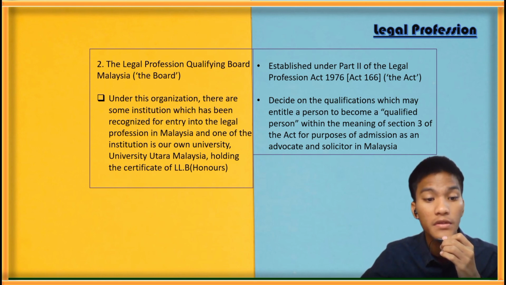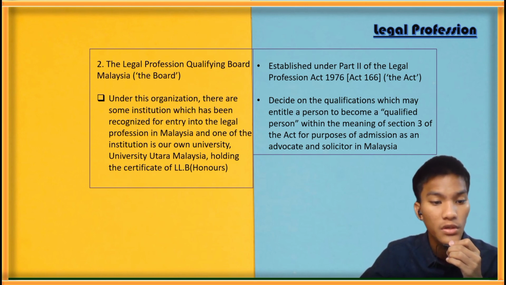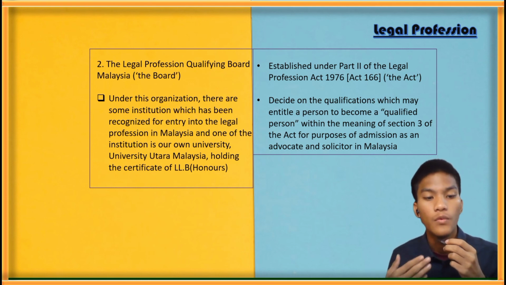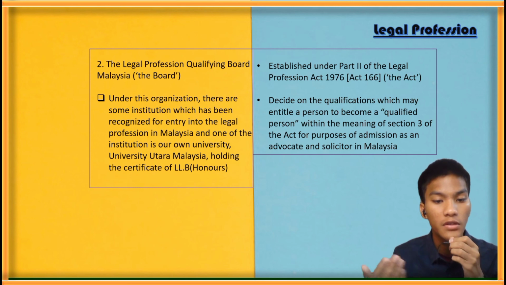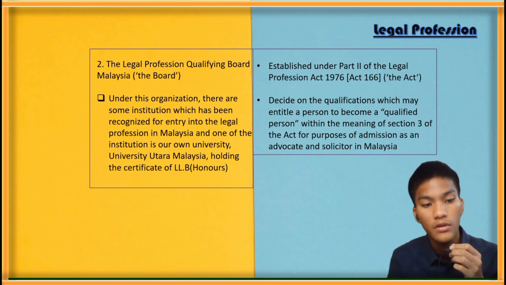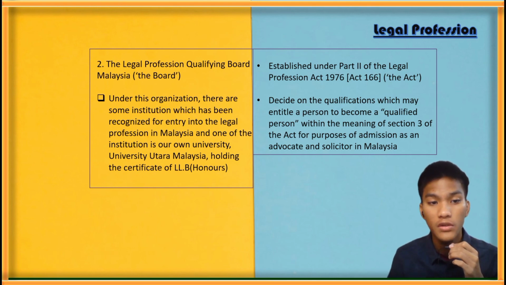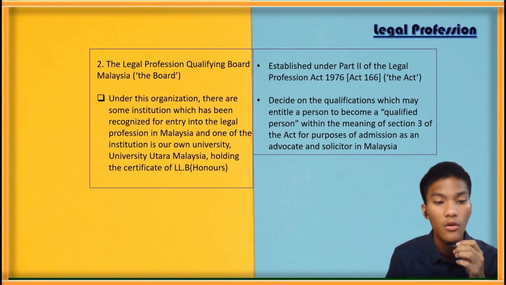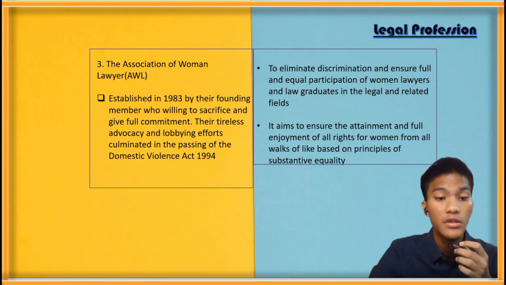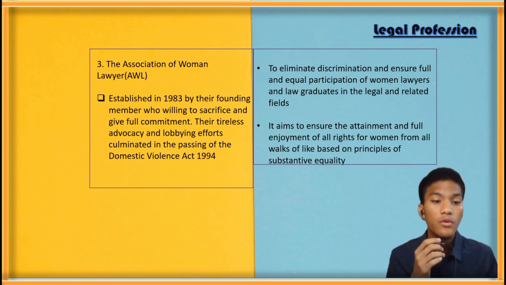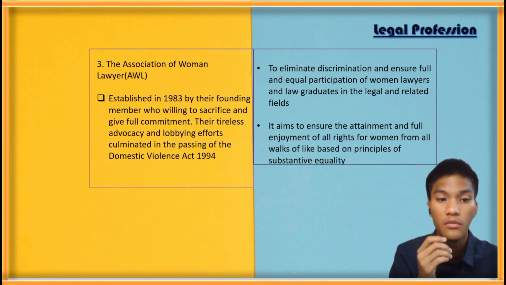Under this organization, there are some institutions which have been recognized for entry into the legal profession in Malaysia, and one of the institutions is our own university, Universiti Utara Malaysia, holding the certificate of AU0013 honors. Moreover, the Association of Women Lawyers, also known as AWL, is also involved in the legal profession in Malaysia.